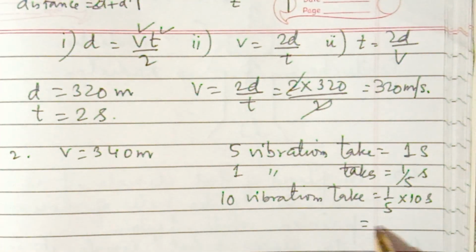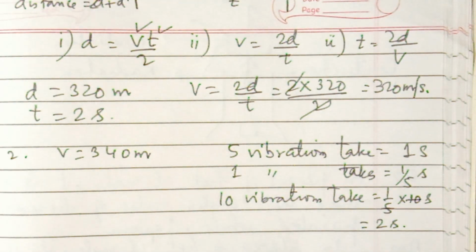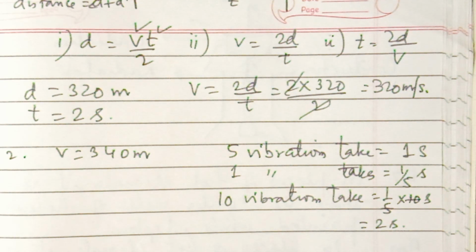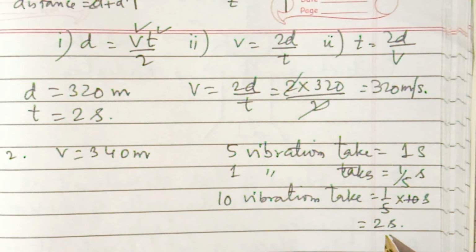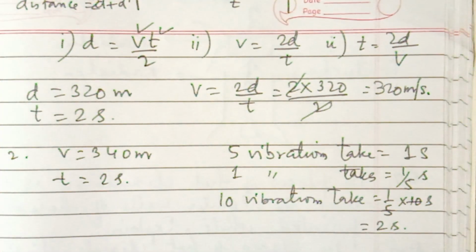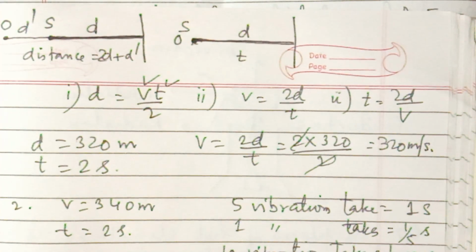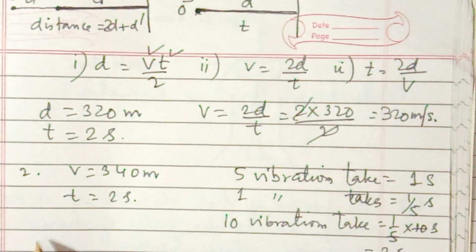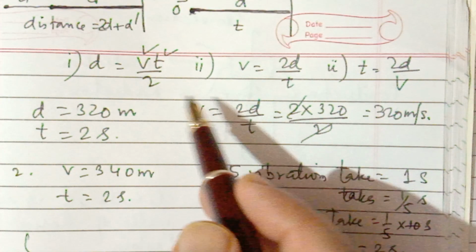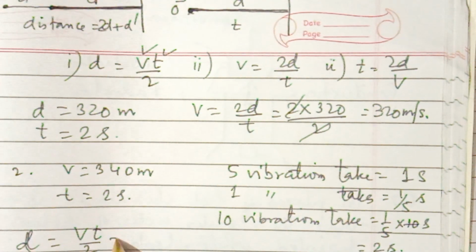So here it is coming 2 seconds. That means 10 vibrations of that pendulum are completed in 2 seconds, and by that time echo is also heard. So that's why the time for hearing echo is 2 seconds. Now the question turned to be like question number 1. It's very simple now. So let us use the formula, distance is equal to Vt by 2.